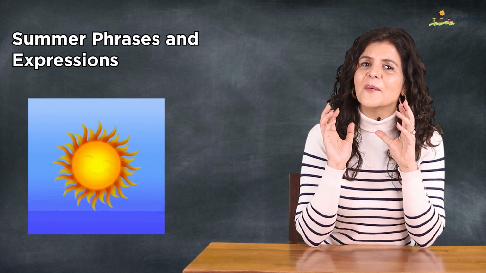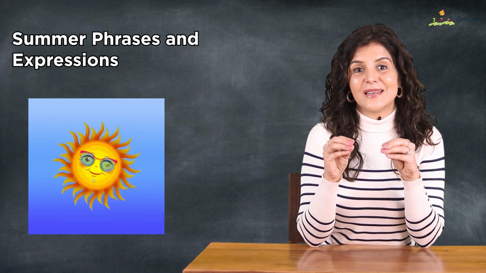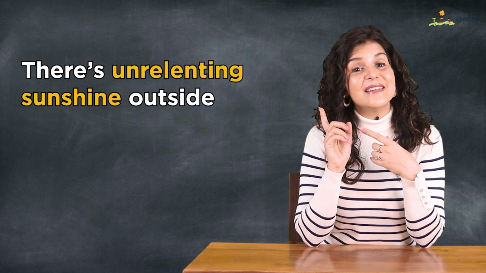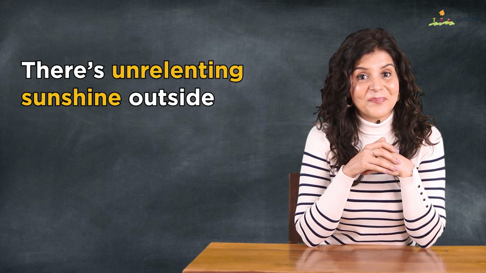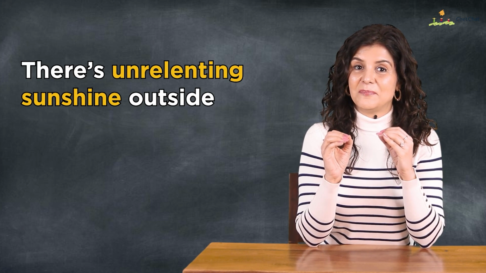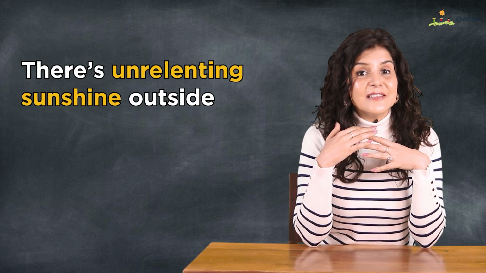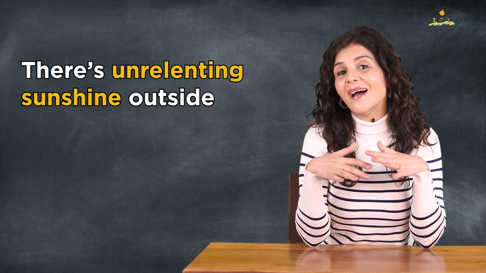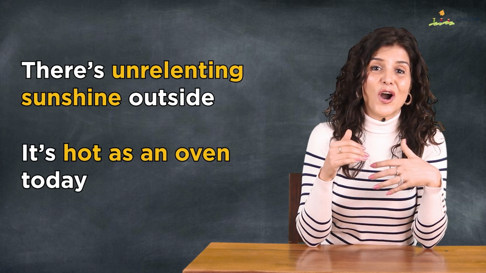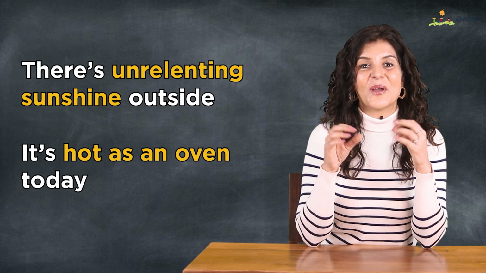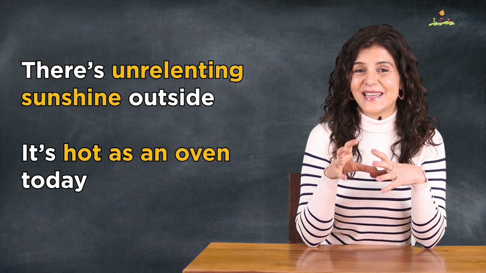Let's take a look at some phrases and expressions that we can use for the summer. There's unrelenting sunshine outside. Unrelenting heat or unrelenting sunshine basically means that it's continuously hot. It's not relenting. It's not becoming cooler at any point. It's hot as an oven today. We love to compare heat to the kitchen, don't we? Hot as an oven. I'm baking in an oven.